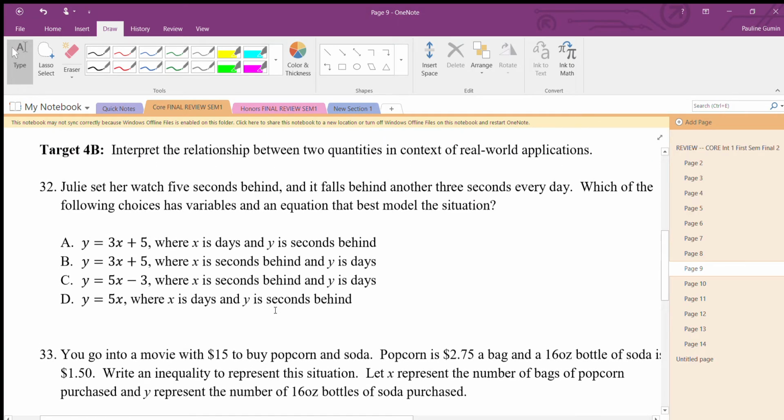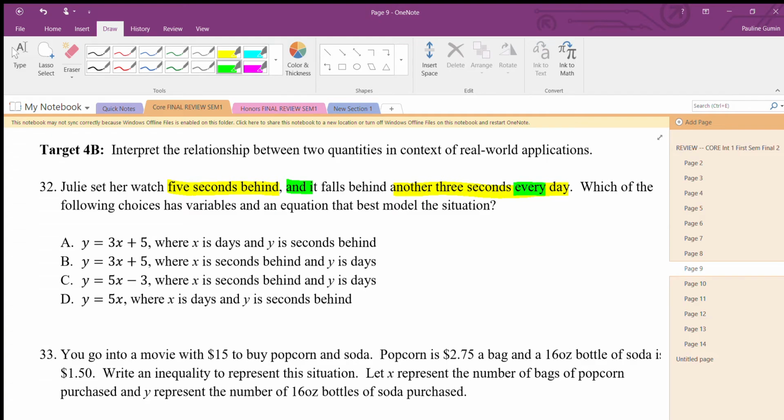Julie set her watch 5 seconds behind, and it falls behind another 3 seconds every day. Which of the following choices has variables and equation that best model the situation? Okay, so let's see what we have here. I see a couple of things. I see that Julie's watch falls 5 seconds behind. I also see the word and. It falls behind another 3 seconds every day.